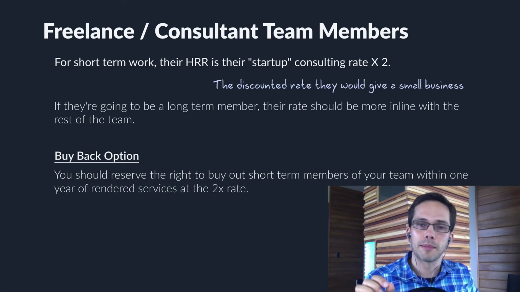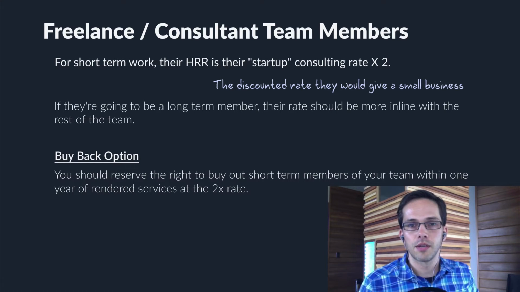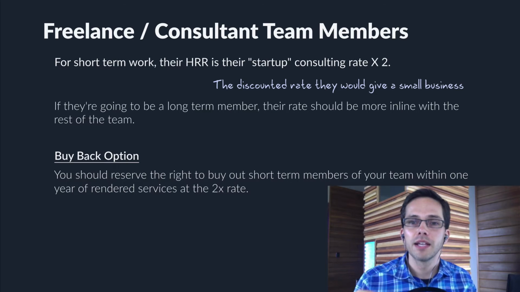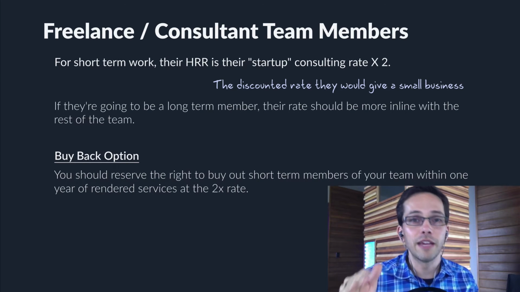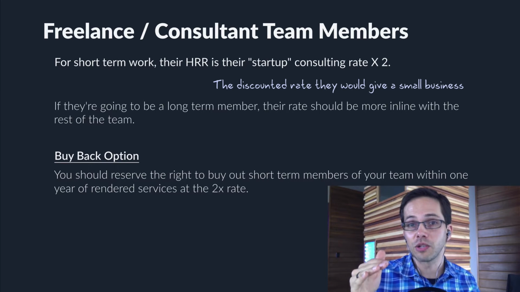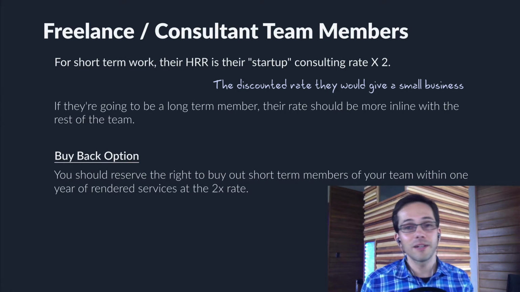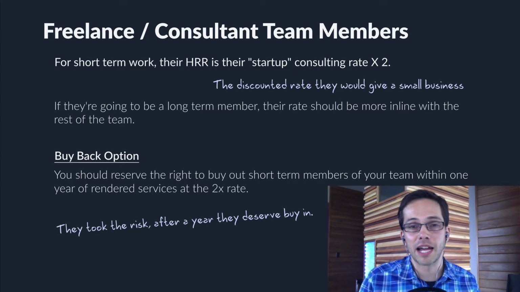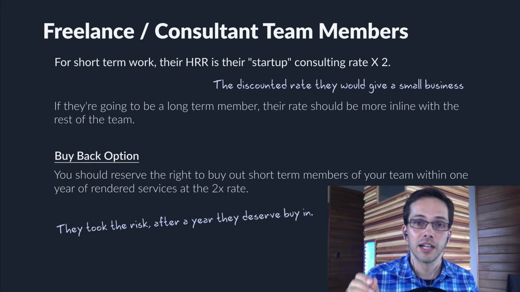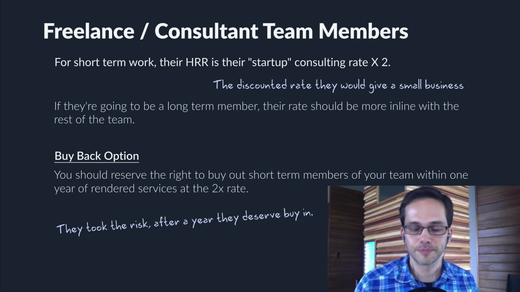With short-term team members, you might want to include in their contract a buyback option. What this means is that you're reserving the right to buy out their slice of the pie within 1 year if you pay the total value of that pie, which is multiplied by 2. After a year, if you don't buy it back within a year, I think you kind of have to let it ride. That's why you have to do it within a year, because they took that risk on you, they're betting on you, and at that point, you've got to let their bet ride.